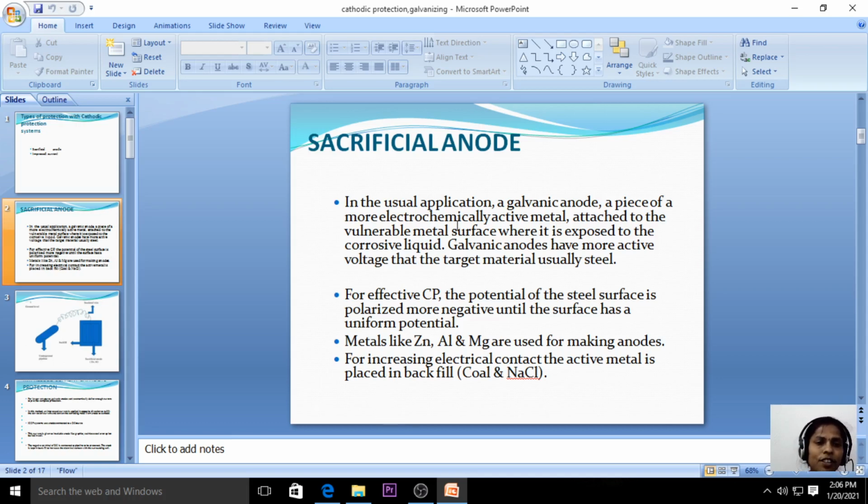So in sacrificial anodic protection, simply, we connect the steel pipes with highly active metals. The highly active metals act as the anode and the steel pipes act as the cathode. Like that, we protect the steel pipes.